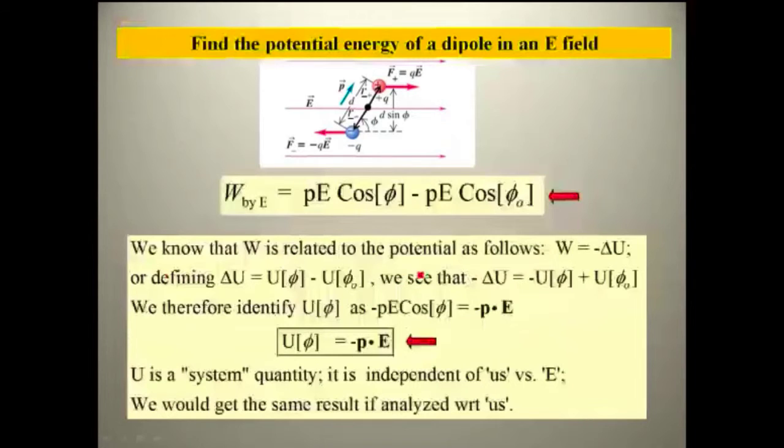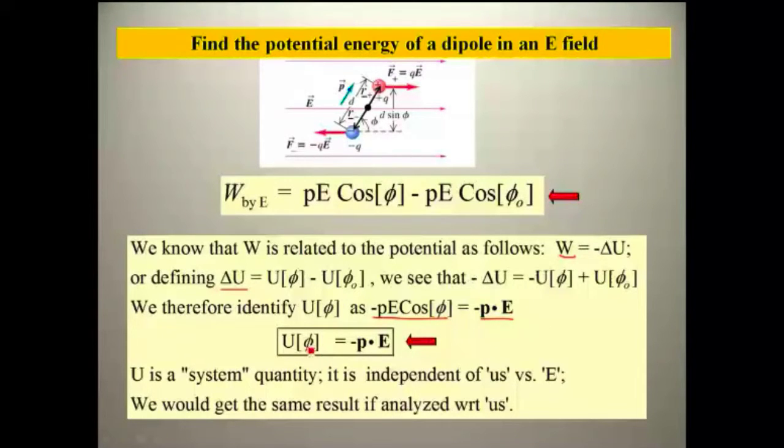But now we want to find the potential as a function of the angle. So we look at the way work and potential are related, and it's basically this: if we have a change in the potential energy with a minus sign, that's going to be the work done. So if we define the change in U as just those two U's evaluated at those two angles, then if you take the negative, of course, you'll get this right here. We therefore identify U as minus pE cosine phi. That's equal to minus the dot product of p with E.